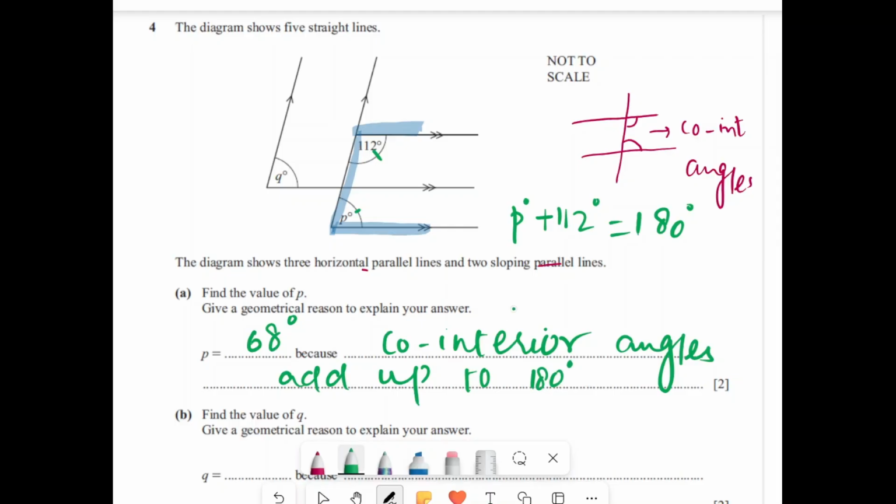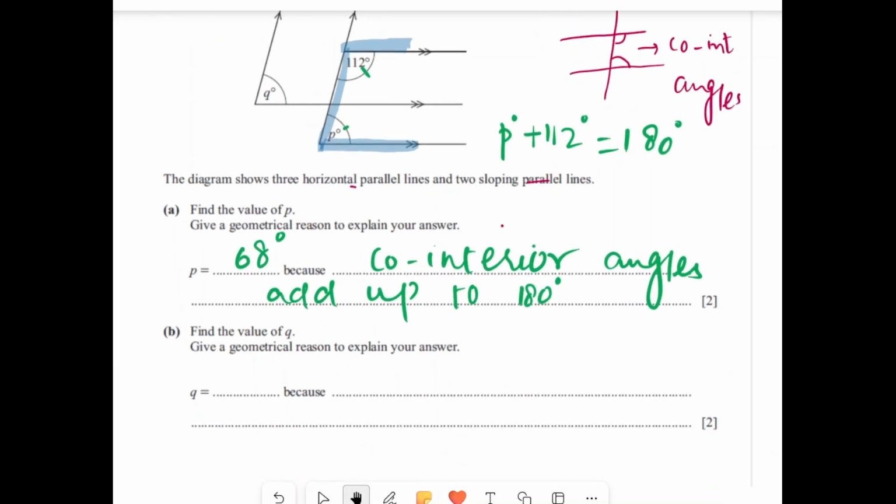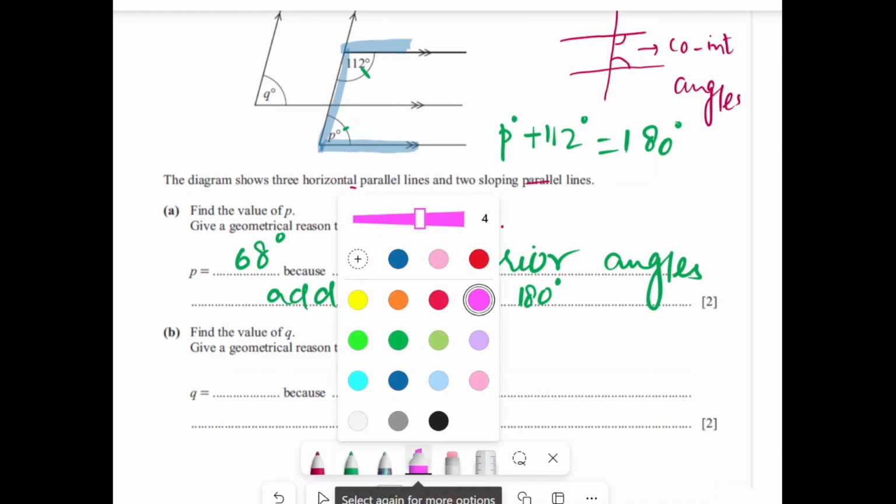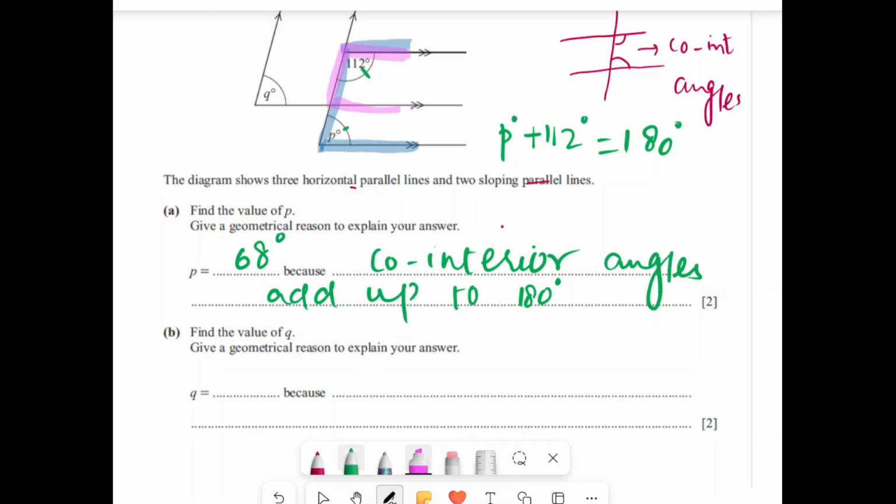Next is find the value of Q. Give a geometrical reason to explain your answer. So for the value of Q, again, if you consider these 2 lines, you can see this angle and this angle will again be co-interior angles and they will add up to 180 degrees. So this missing angle, let's say it is x degrees, will be 68 degrees.